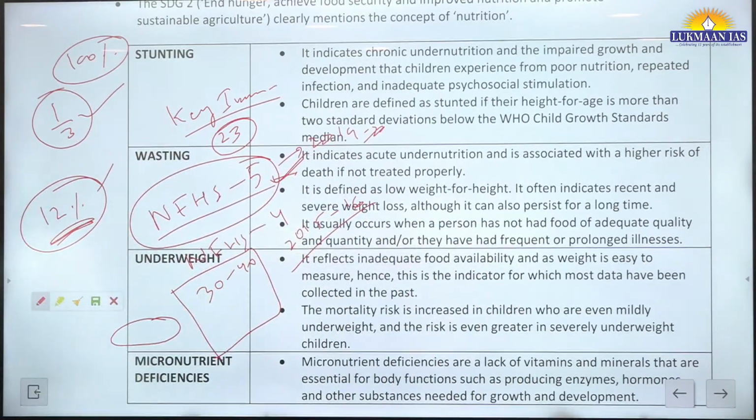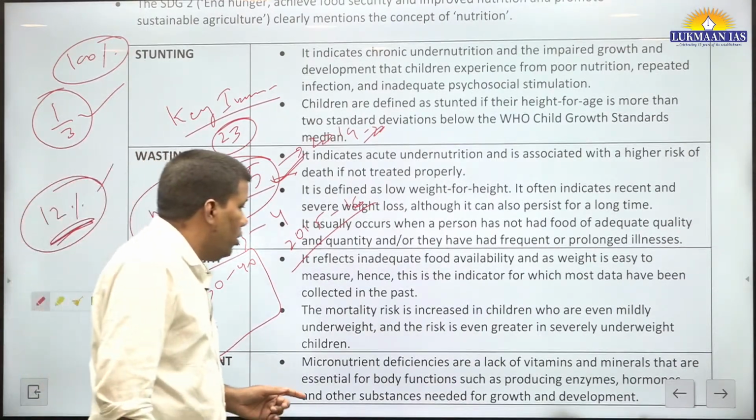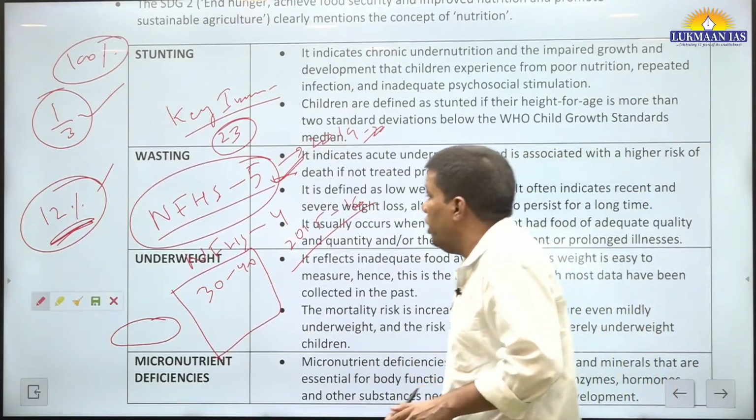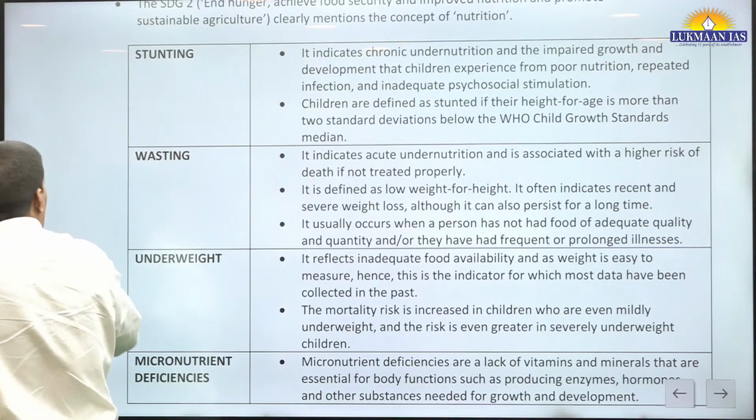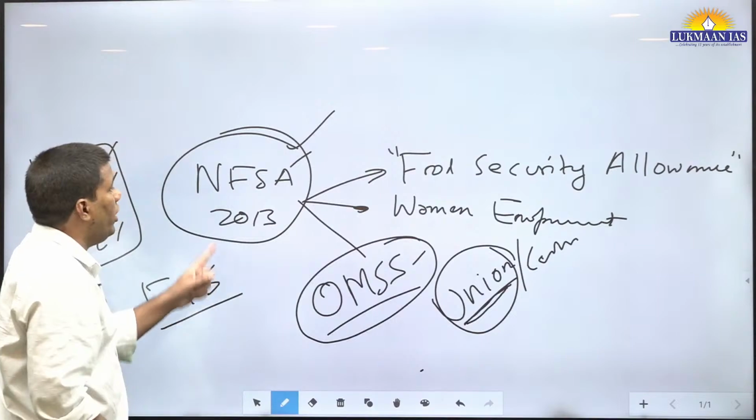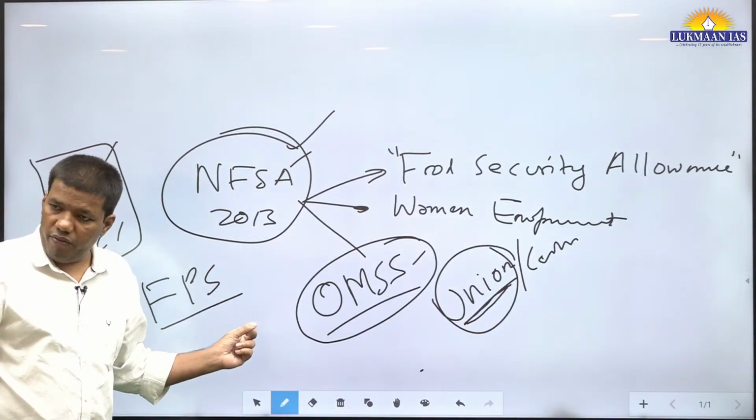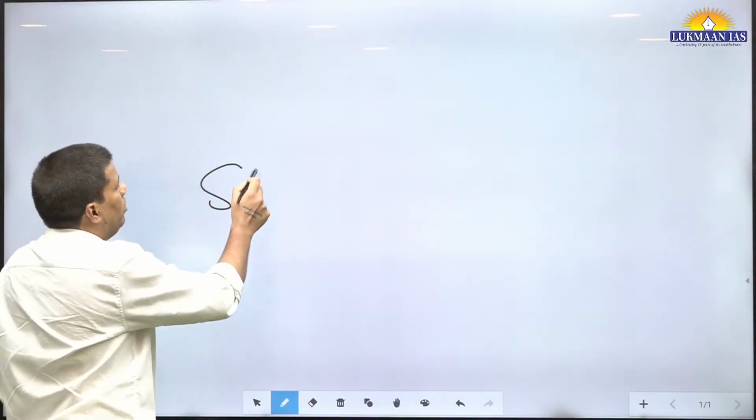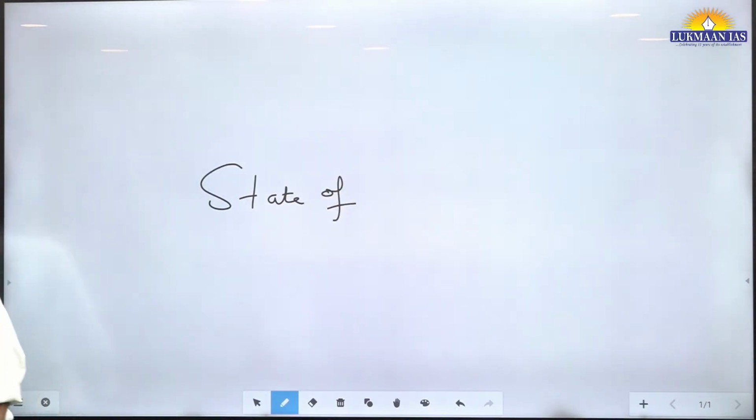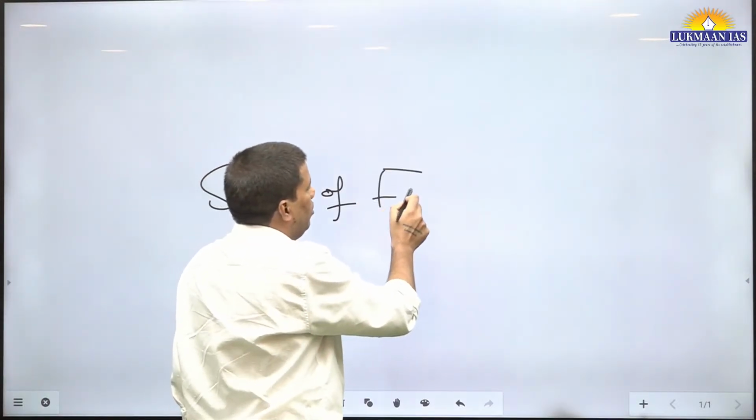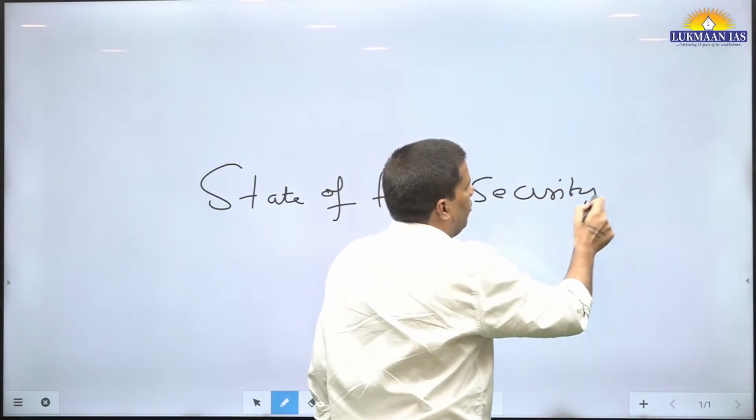Fine. Now come to this part. Now what I will do, there is a report. The report name is State of Food Security and Nutrition in the World. Your two are done, the National Food Security Act is done, along with National Family Health Survey 5. Then you will come to State of Food Security and Nutrition in the World.